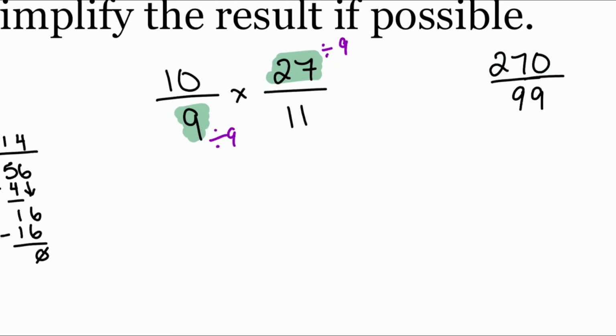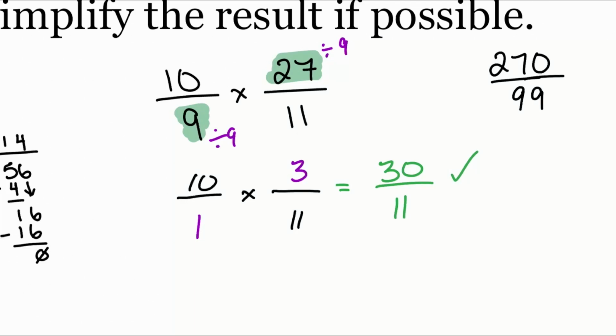We now have the same 10 and the 11, but for the other numbers, 9 divided by 9 is 1, and 27 divided by 9 is 3. So we just turned something that was seemingly difficult into something very quick. And now when we do the math, we're all good. 10 times 3, 1 times 11, and we're all done.